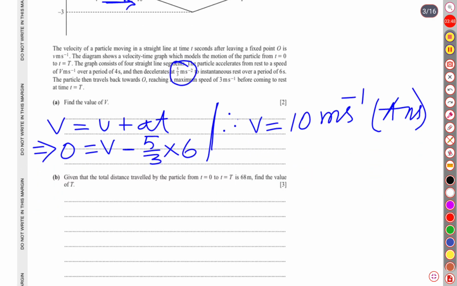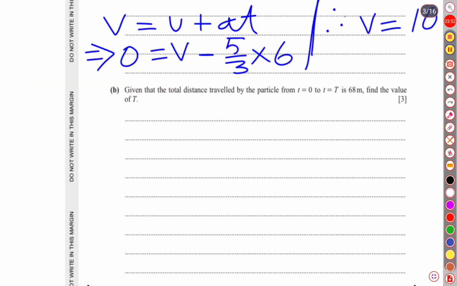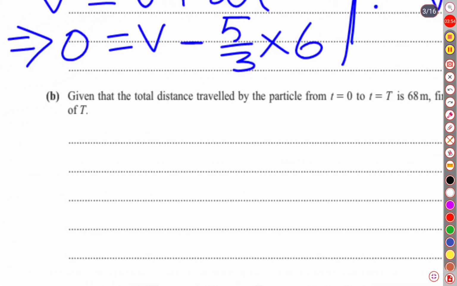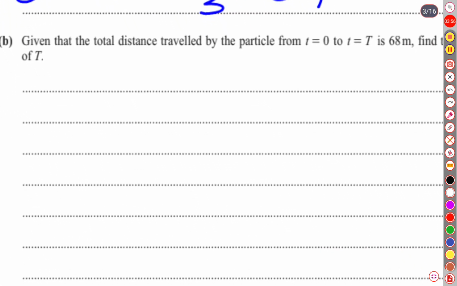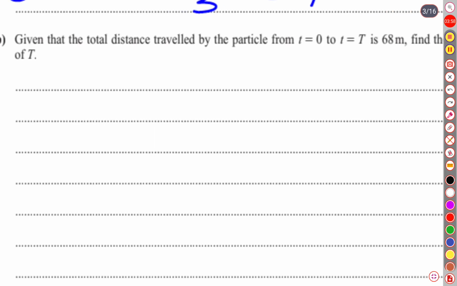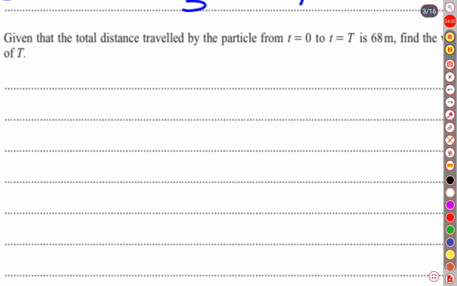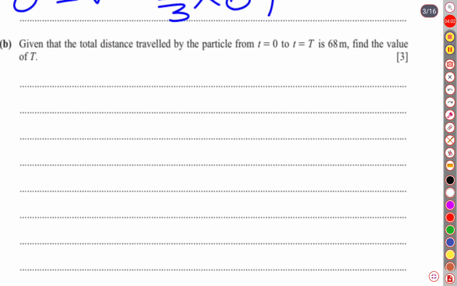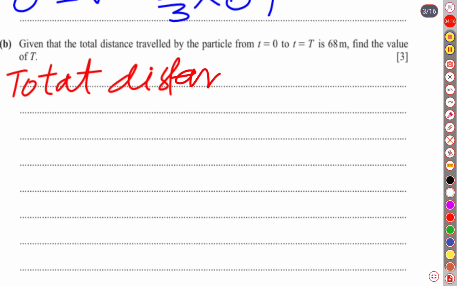Let's see what the immediate next question says. It says, given that the total distance traveled by the particle from t equal to 0 to t equal to uppercase T is 68 meters. So total distance is given as 68 meters.